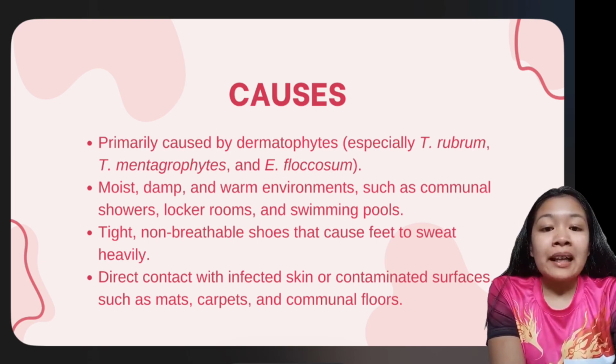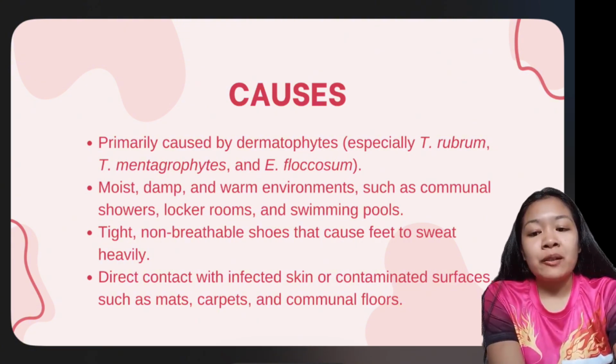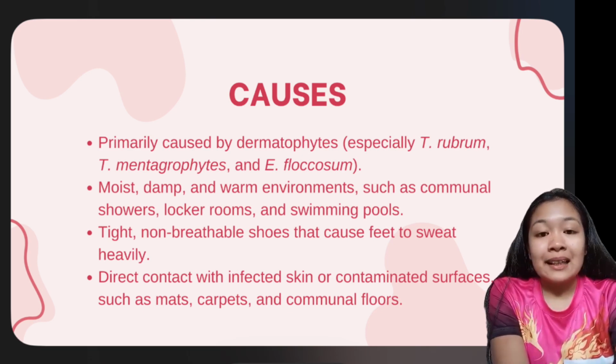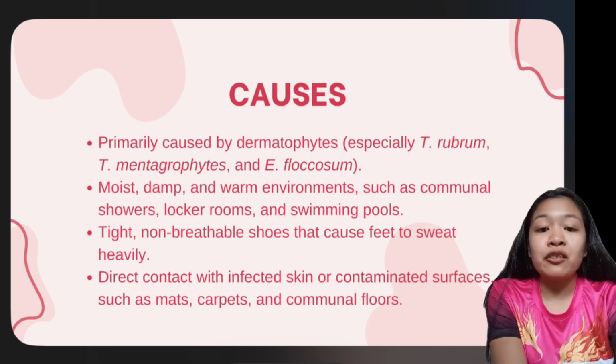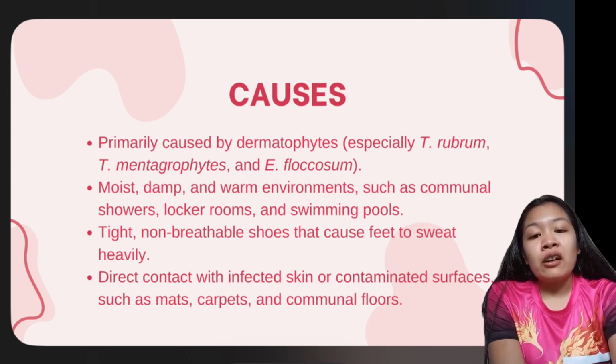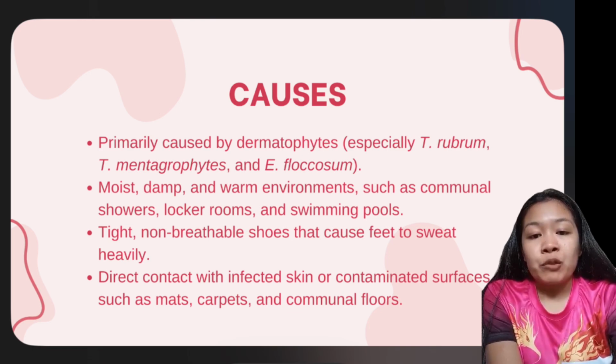So aside from that, it can also spread by sharing personal items like towels, socks, or shoes. So if we know that a person has athlete's foot, we should not share socks or shoes with them because we might acquire the disease too. So aside from that, there are risk factors for acquiring this condition, such as wearing tight or non-breathable shoes, excessive sweating, poor foot hygiene, walking barefoot in public places, just like the indirect contact, and having conditions like diabetes or a weakened immune system. So it is a very big factor, and you can easily get this condition if your immune system is low.